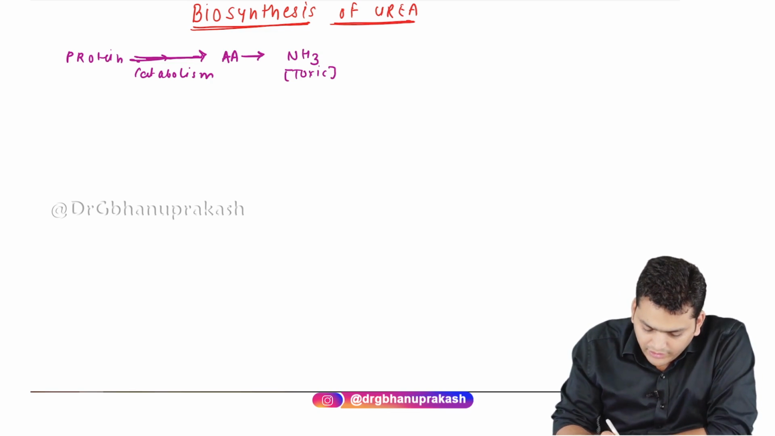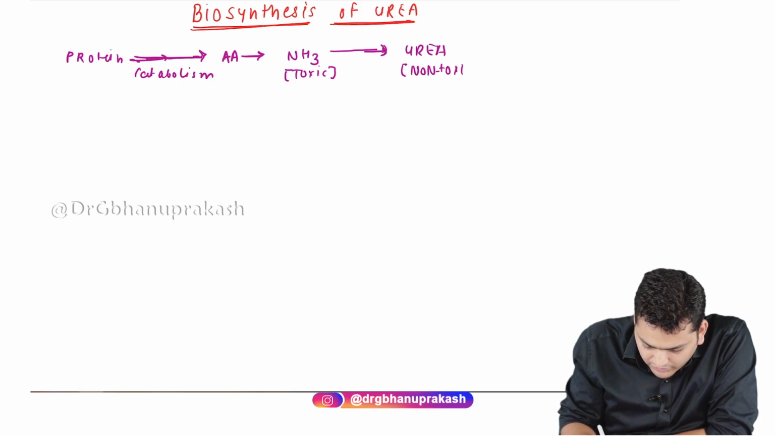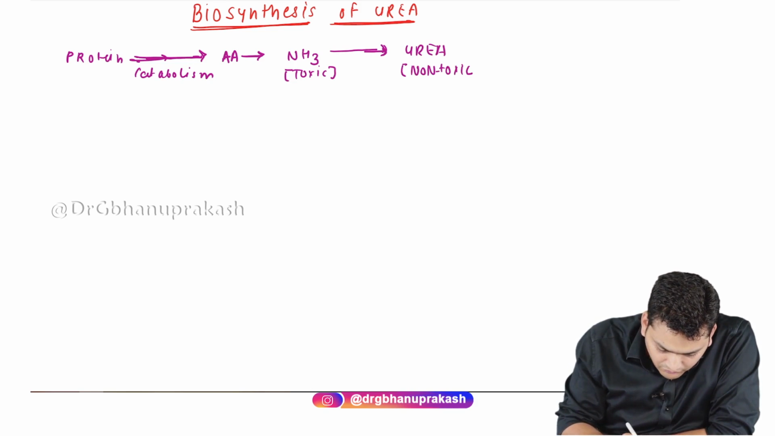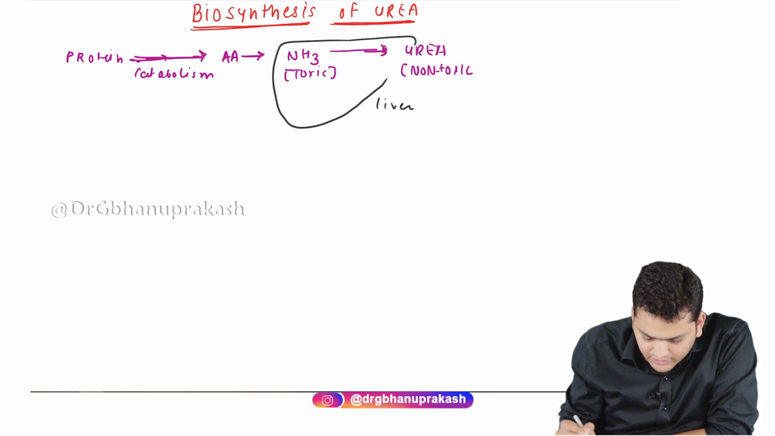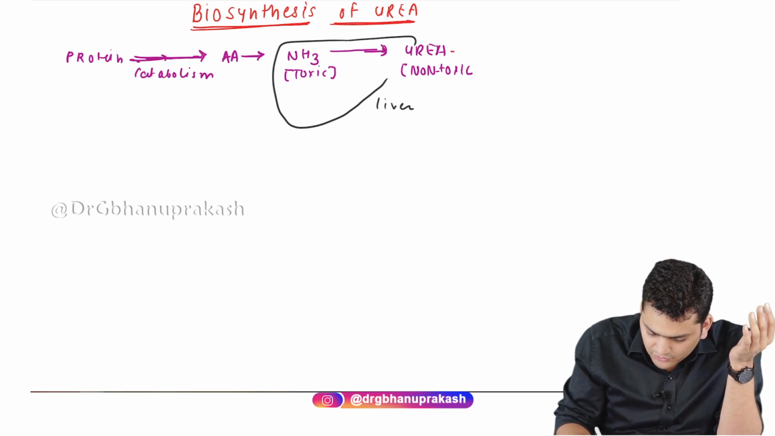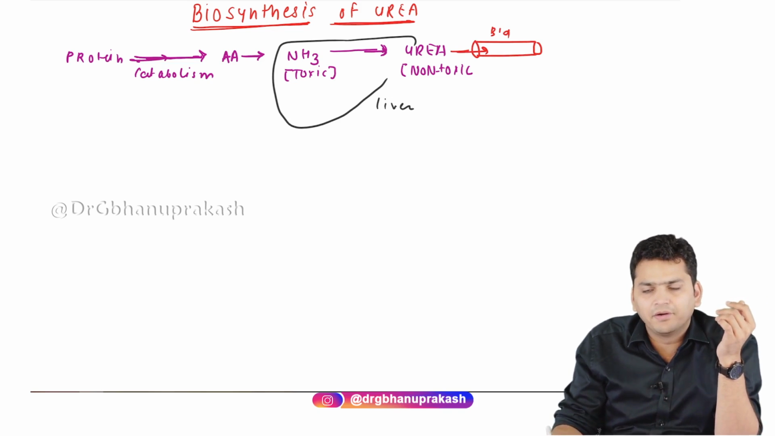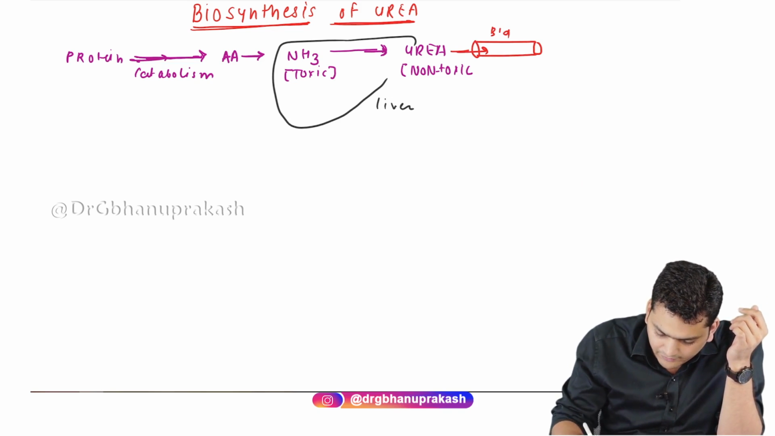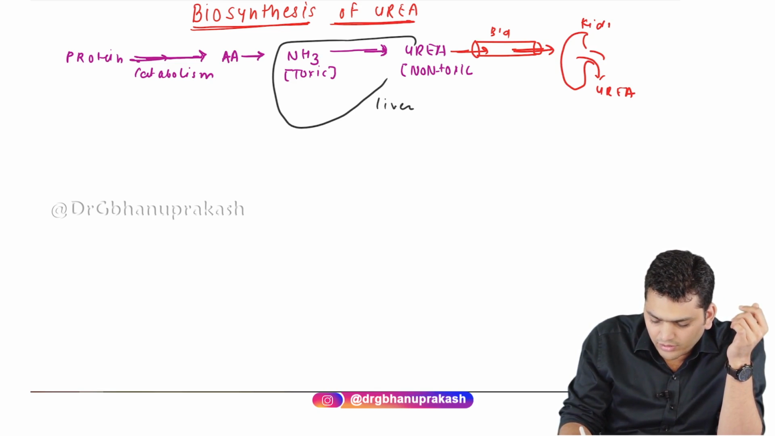So we need to convert this toxic substance into a non-toxic substance, that is urea. Urea is non-toxic. This conversion takes place in the organ liver. The liver has the enzyme to convert toxic ammonia into non-toxic urea. Once formed, urea is a water-soluble substance, so it can easily travel via blood, reach the kidney, and be excreted out in the urine.